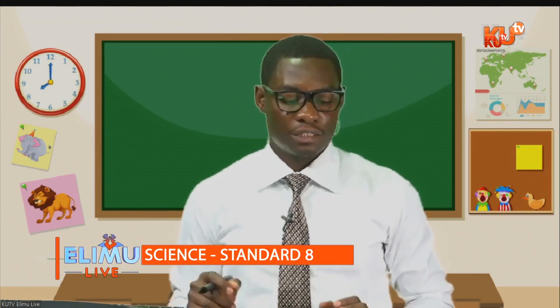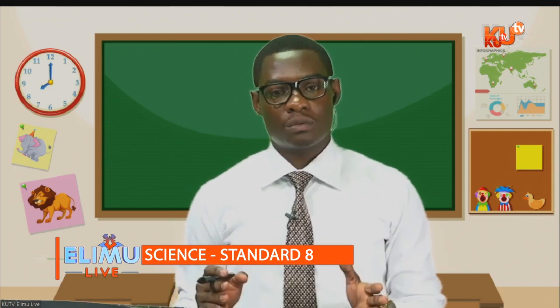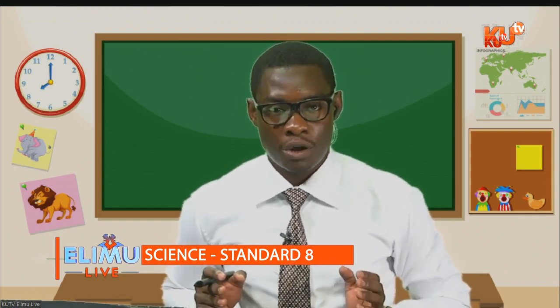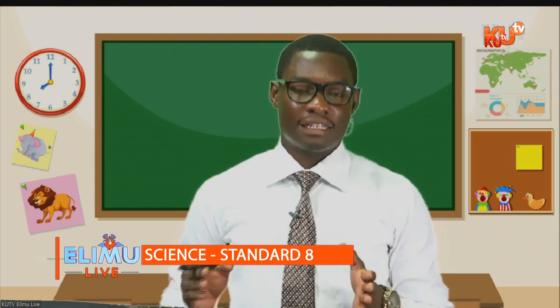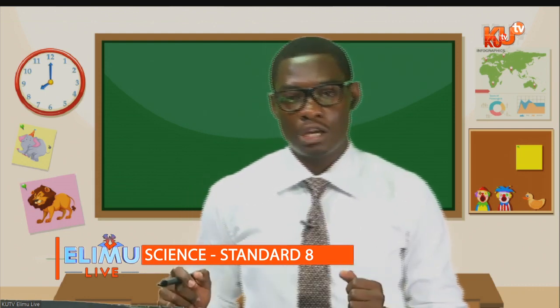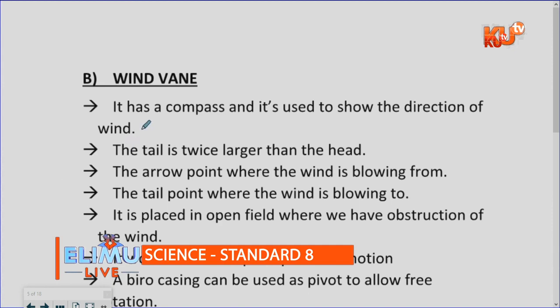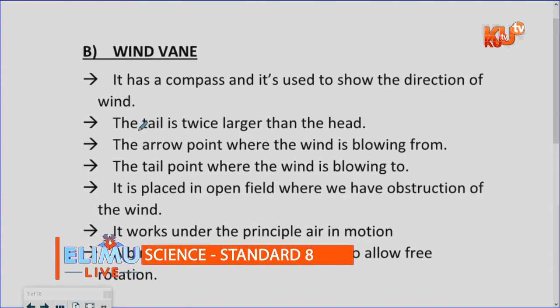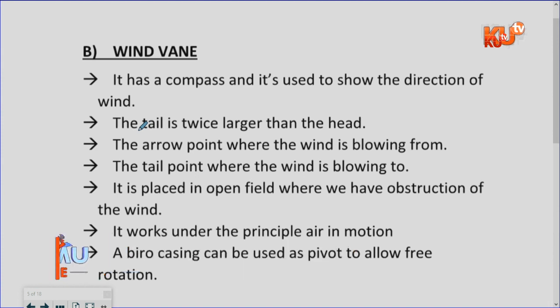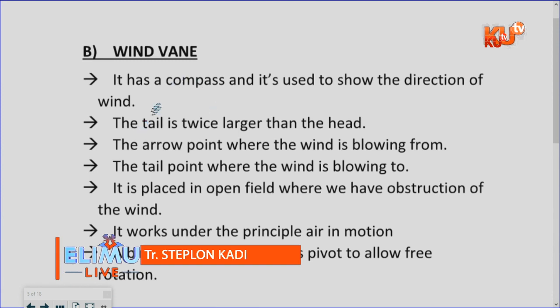So the tail should be twice larger than the head to allow the head to show where the wind is blowing from, and the tail to show where the wind is blowing to. So we can look at a wind vane. It also has a compass, and the purpose of a compass is to show direction. The tail here is twice larger than the head. The arrow points where the wind is blowing from, and the tail points where the wind is blowing to.